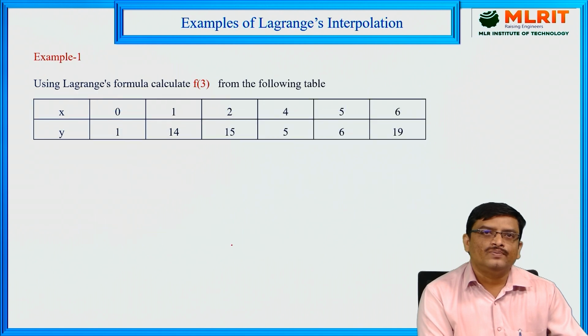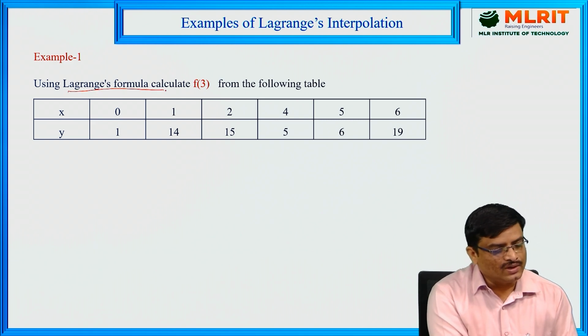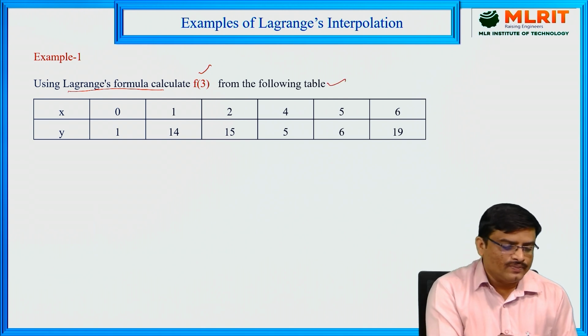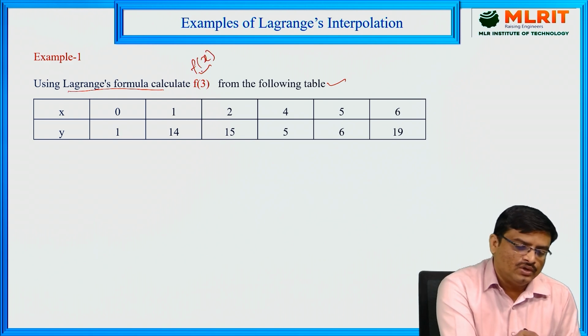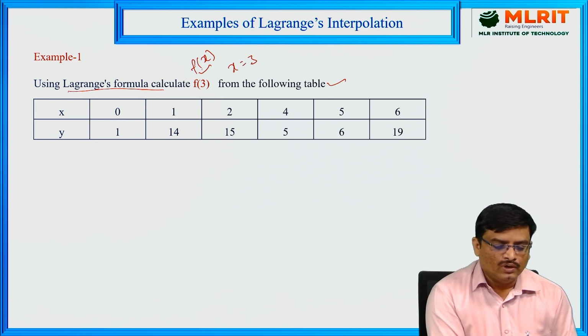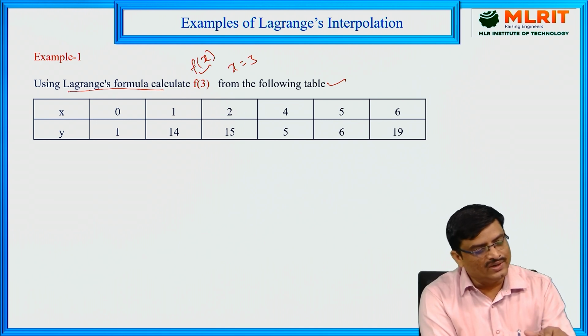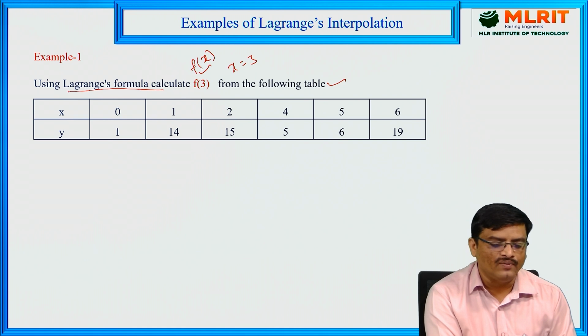Now let us take one example for this and see how to substitute the values from the table. So our first problem is: use Lagrange's formula to calculate f of 3 from the following table. Okay, so here f of 3 is of the form f of x. So now compare these two, we get x is equal to 3. Okay, so no need to check whether x equal to 3 lies at the beginning, ending, or middle of the table. That concept will not be applicable here. So wherever that x value lies in the table, directly we can go for the Lagrange's formula and find our required value.